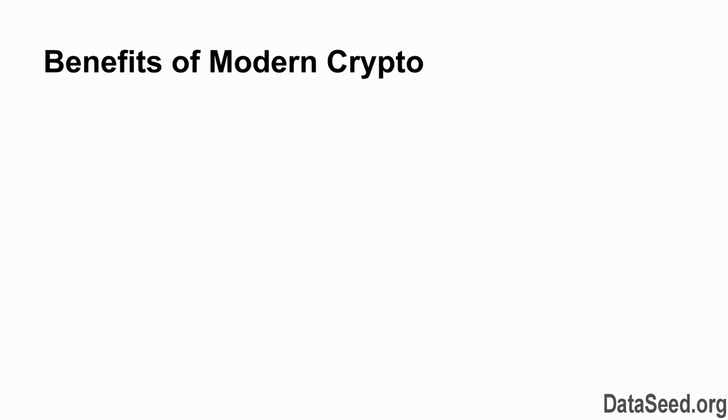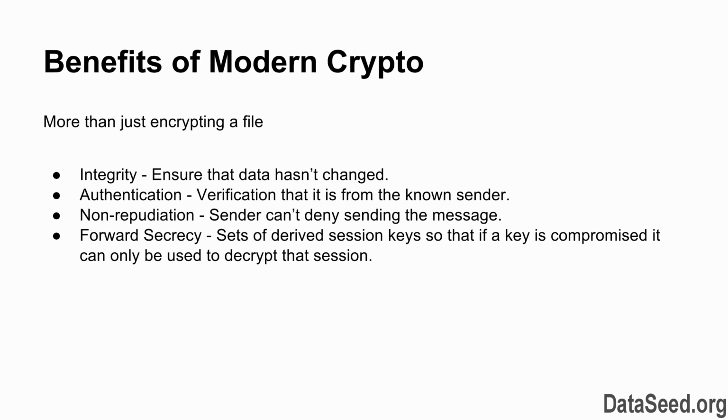The benefits of modern crypto are more than just encrypting a file, offering integrity, meaning that the file hasn't been changed, authentication, meaning that we know who it's from, non-repudiation, meaning that the sender can't deny sending the message, and forward secrecy, meaning that if the key is compromised, it can only be used to decrypt a single session associated with that key.